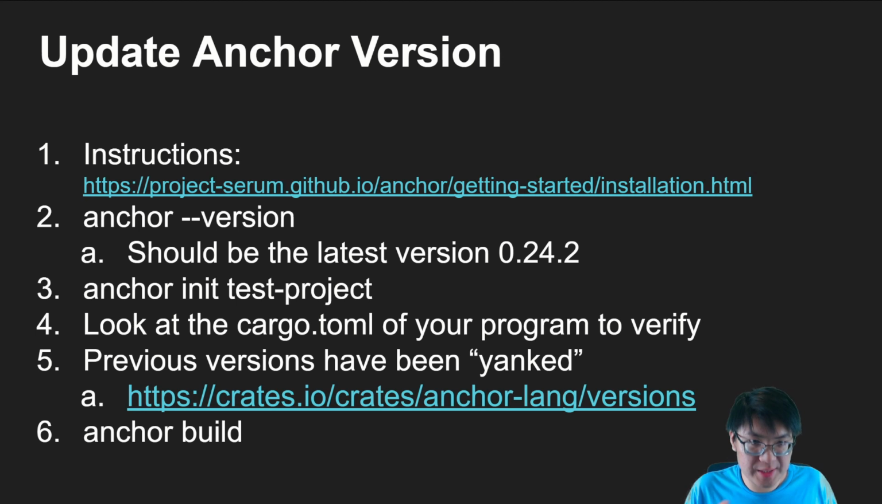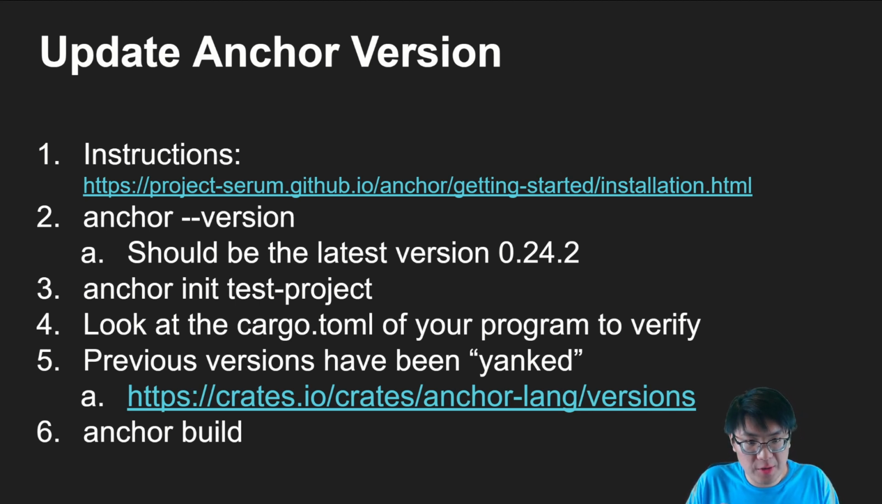So the first thing is we want to update our Anchor. The installation instruction is very straightforward. It just goes to the GitHub for Anchor and follow the instructions. The key point is if you run the command anchor --version, you should have the version 0.24.2. And then we're going to start a new project. The very important part is if you look at the cargo.toml file inside your program, you'll see that it has the correct version number. If it doesn't have that, your code will not build.